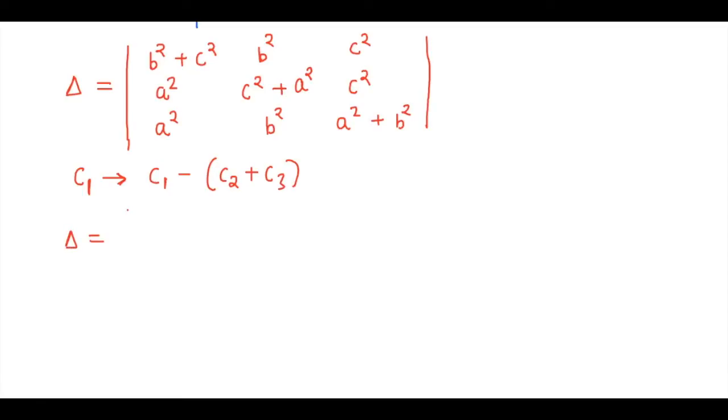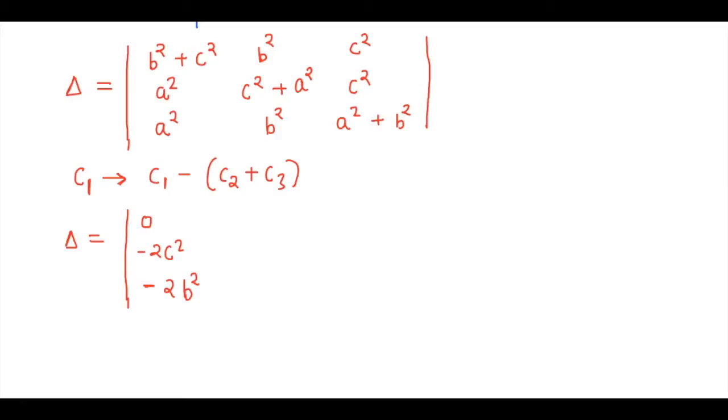Del is equal to, this will be 0. If you add b square and c square and subtract this term, you will get 0. Now add these two, you will get 2c square plus a square if you add column 2 and column 3, and subtracting a square minus this. So a square will cancel out and you will get minus 2c square. And the last thing, just add a square plus 2b square and subtract. So you will get minus 2b square. So this is the form.